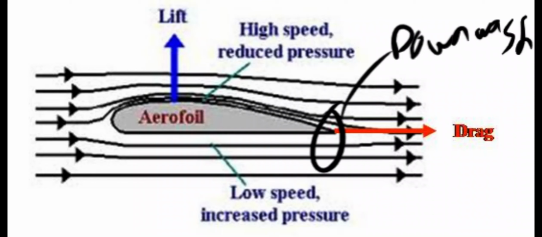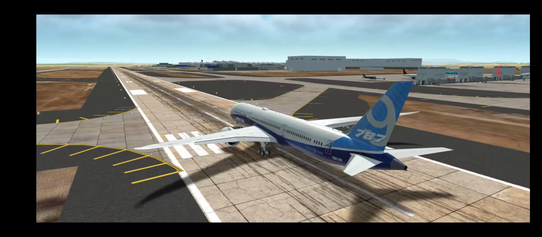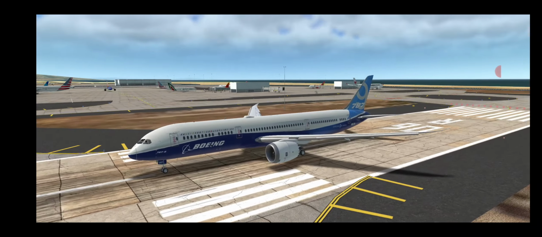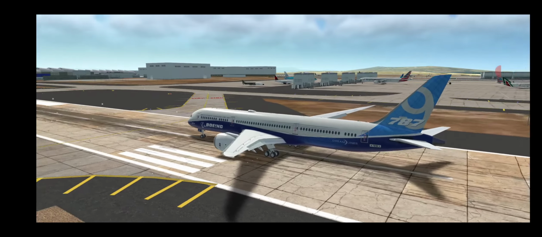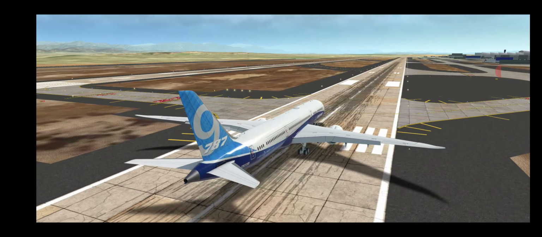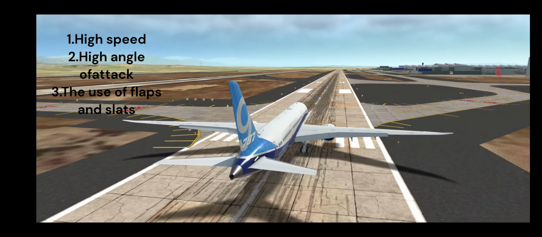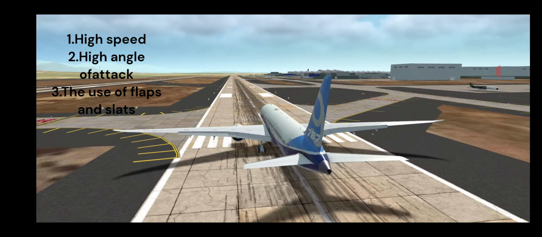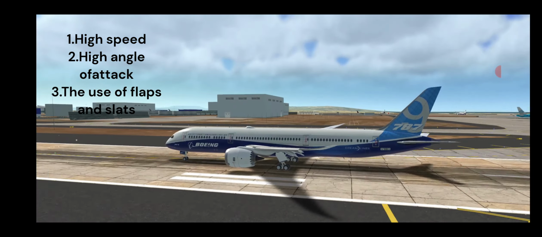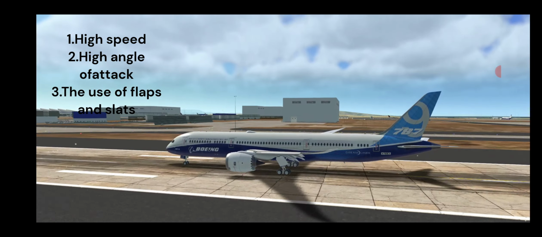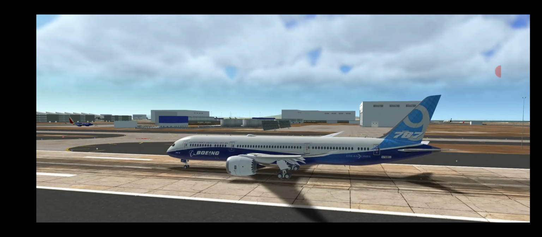Let's apply this airfoil principle when an aircraft is taking off. To increase the lift when taking off, a pilot makes use of three techniques. The three techniques are high speed, high angle of attack, and the use of flaps and slats. The pilot increases the thrust of the engines to increase the speed of the aircraft.